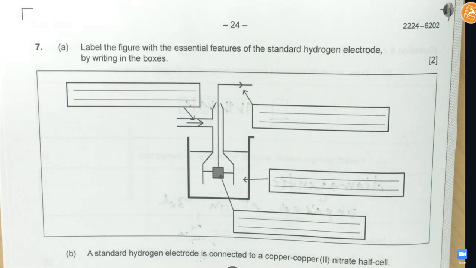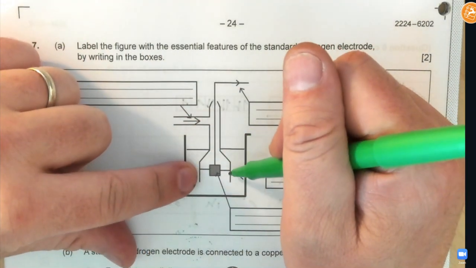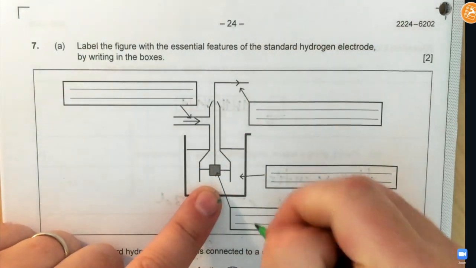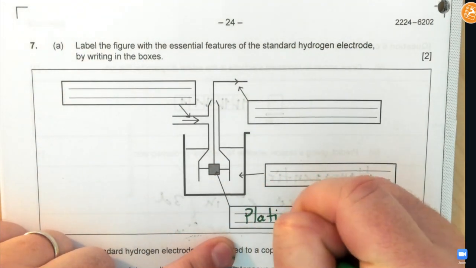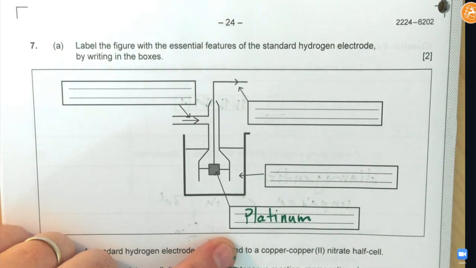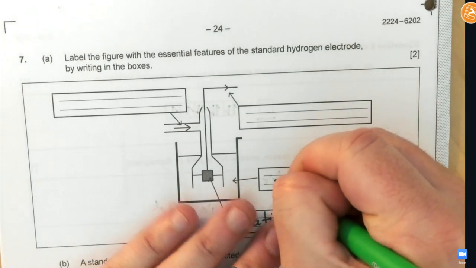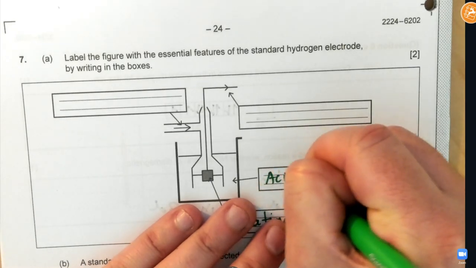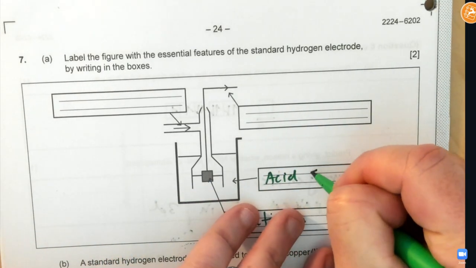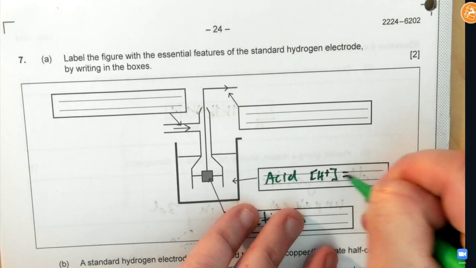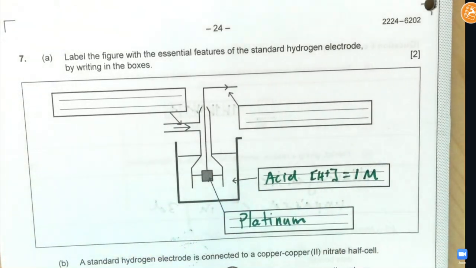All right, so remember I talked about the standard hydrogen electrode and I said you just gotta memorize this stuff. So this little tube has our electrode. That electrode is made out of platinum. Now, notice we have our electrolyte here. Our electrolyte is an acid solution. I'm going to say the concentration of hydrogen ions has to be 1 molar.